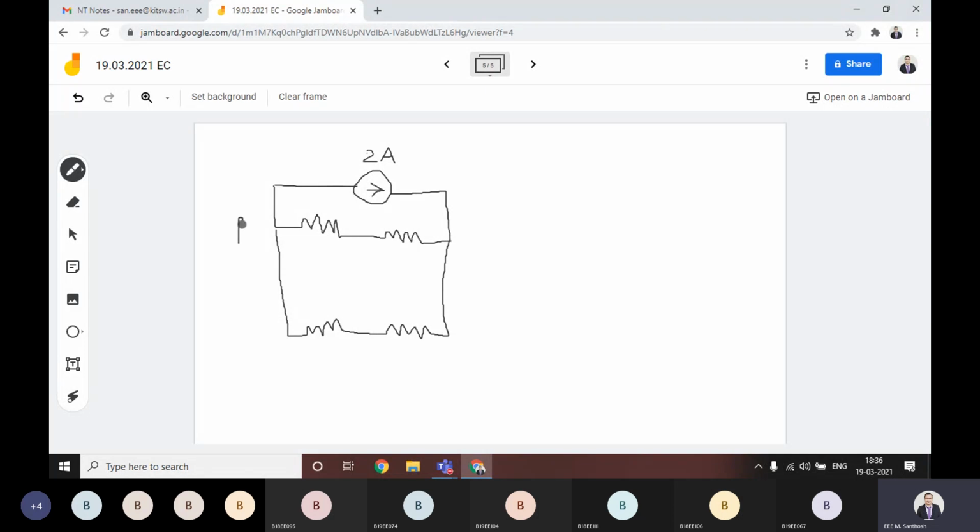This is point P and this one is Q, and this is 2 ohm, this is 4 ohm, and this one is 8 ohm, and this one is 6 ohm, and there is a voltage source here. This is 10 volts.